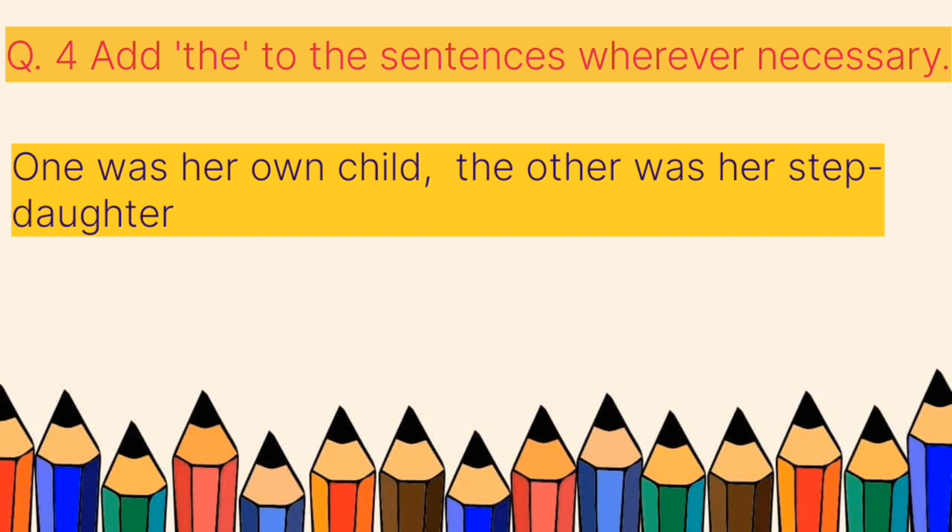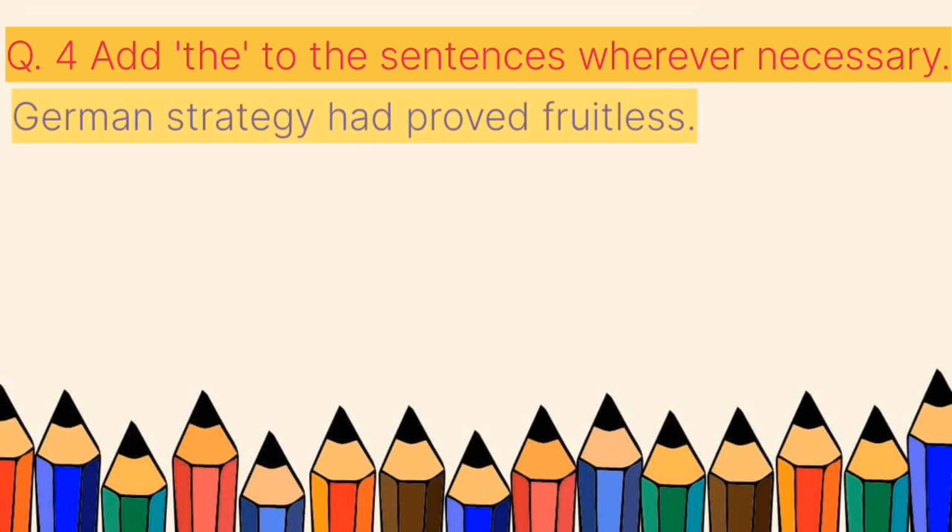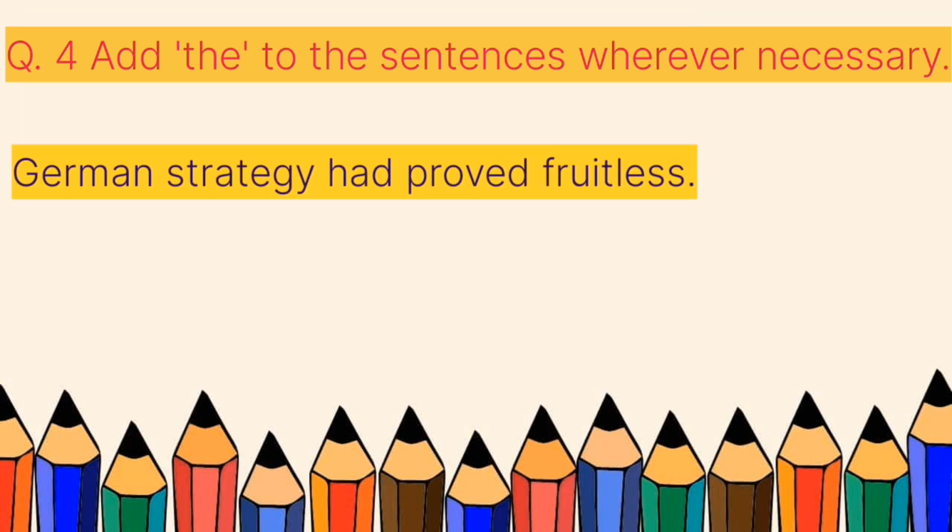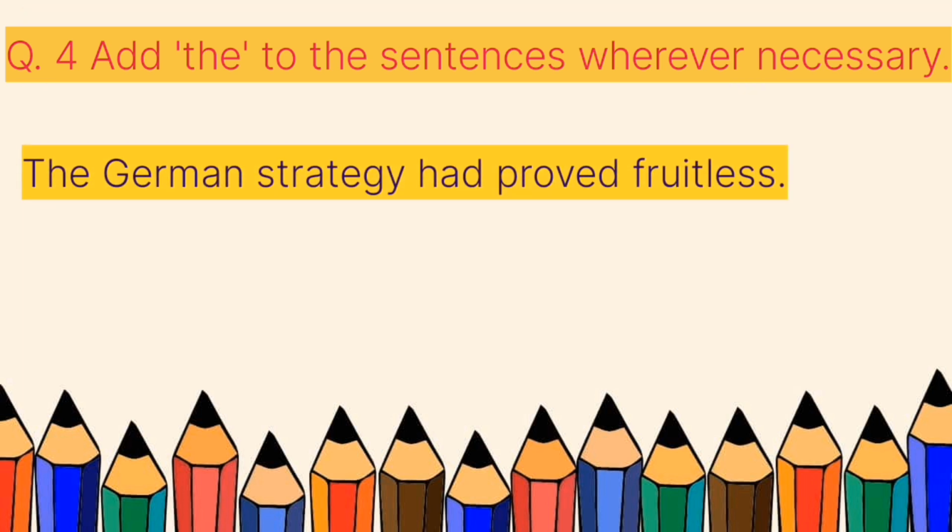The definite article the is used to talk about the individual, that is, the other person who is specific. Next example: German strategy had proved fruitless. The answer is, the German strategy had proved fruitless. Here, the definite article the is used to specify a particular strategy employed or introduced by the Germans.